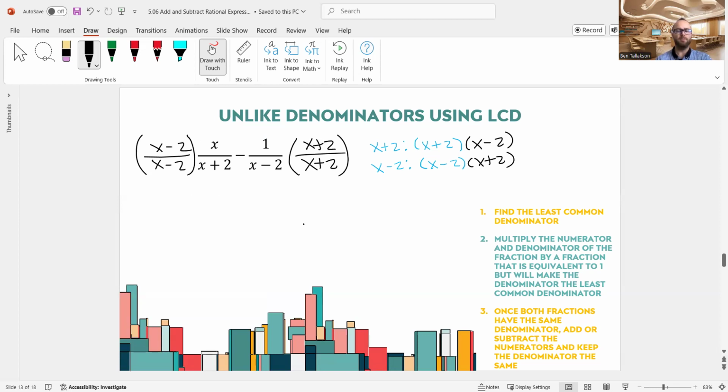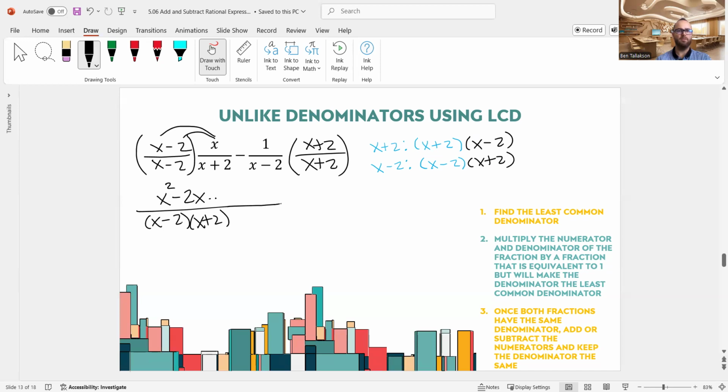So give yourself a moment now to practice this. There's a little distribution going on here and on the right. So to avoid mistakes here, I'm going to first multiply what's on the left. And then I have this, my denominator.